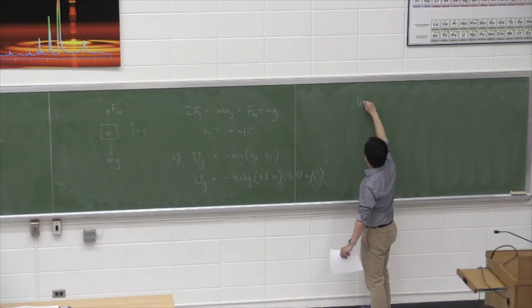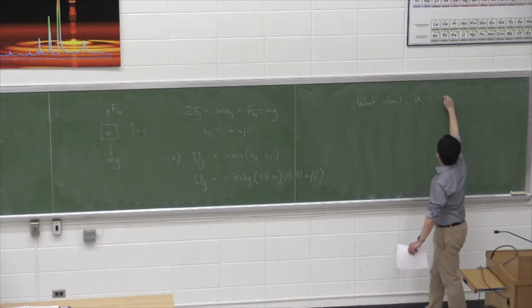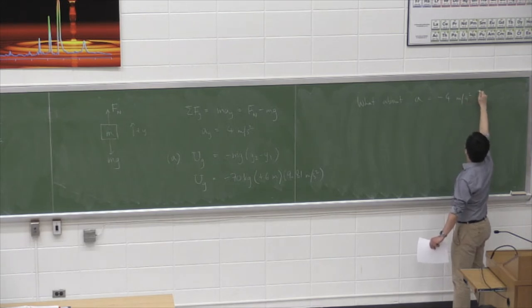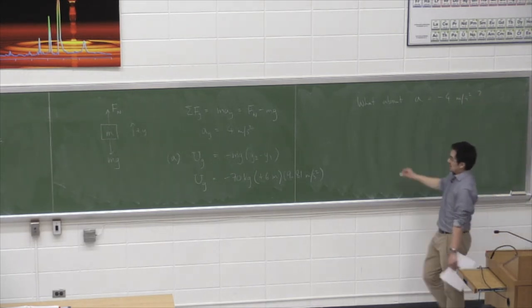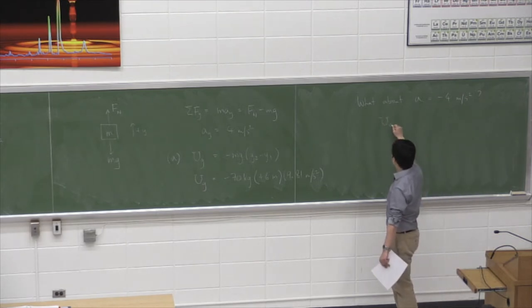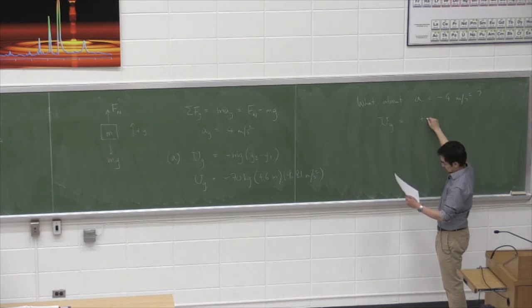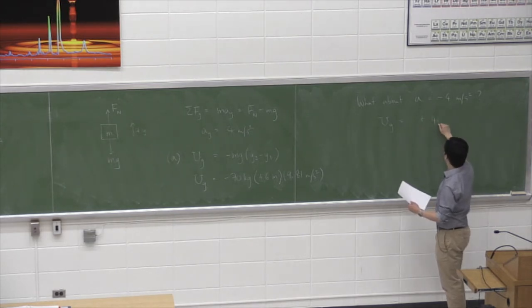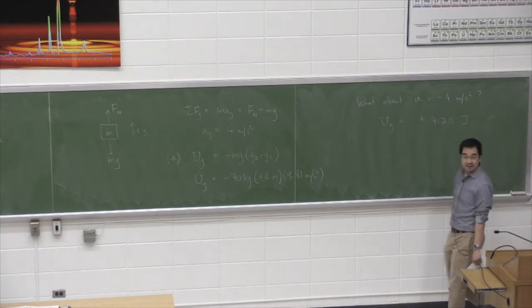So what about a equal to negative 4 meters per second squared? So instead of guessing, just do the analysis. Absolutely, for Ug, you would get the opposite. So it would be plus 4120. So that's OK. But Fn, not so simple.